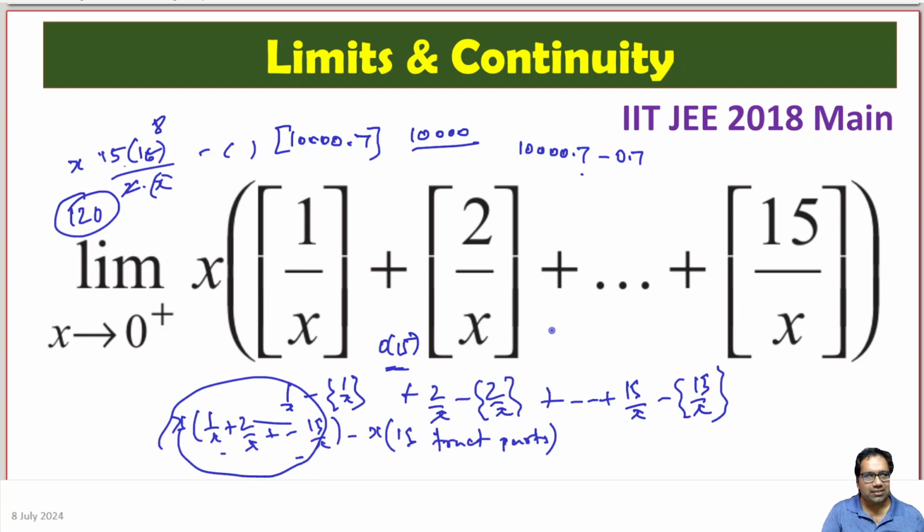When x tends to 0, these fractional parts are also very small. When x is very small, these 15 fractional parts are each less than 1. So x is so small that the multiplication of this with all 15 fractional parts will give us nothing. So this also will be close to 0. So the correct answer is 120.